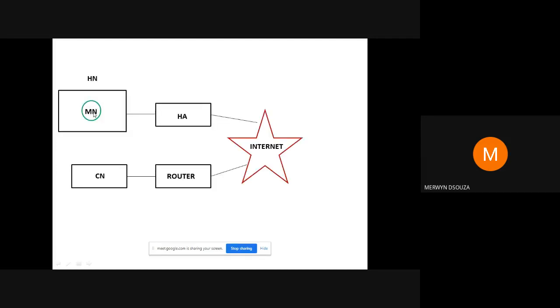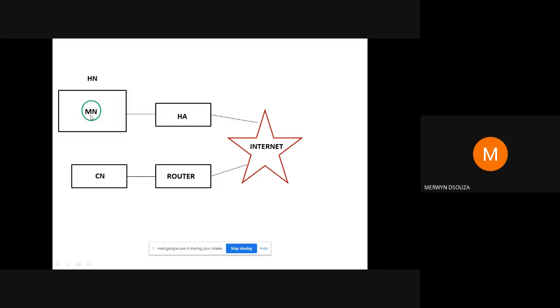Originally, the mobile node was in the home network. All data that was coming to the mobile node is to come through the home agent. The home agent is nothing but a router, which keeps track of all the nodes within the home network. One of the nodes within the home network is the mobile node.